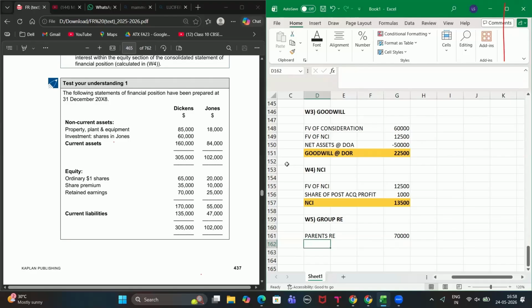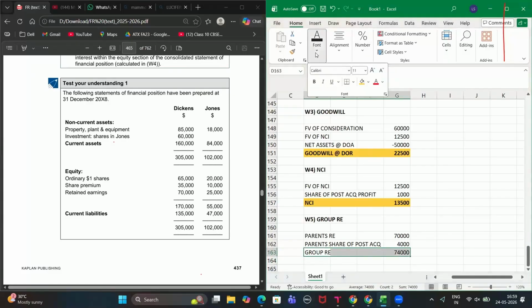Okay, what else? Parent's share of post acquisition profit. How much is it? 4,000 into 4,000. Is there anything else? No, right? So 74,000. This is the group retained earnings.